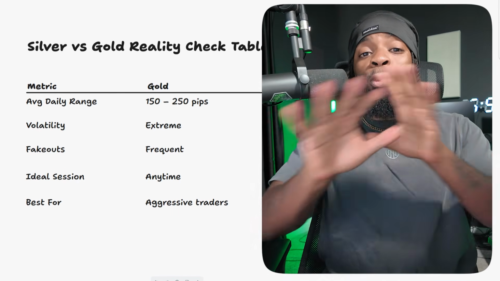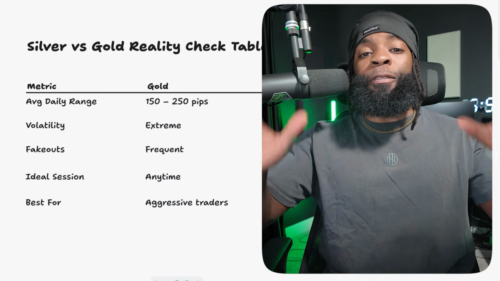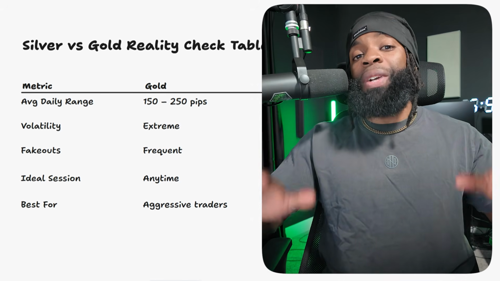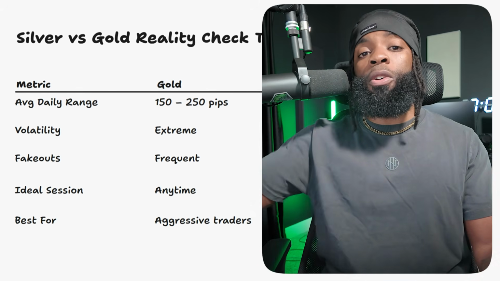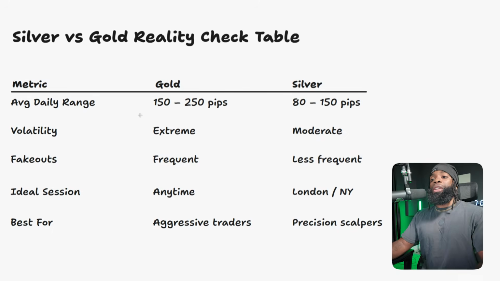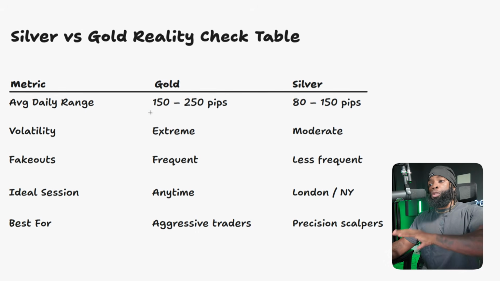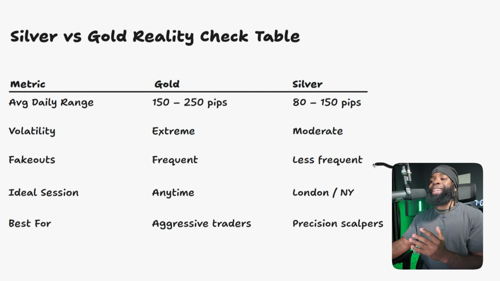So here is the real reality of silver versus gold and why I'm telling you guys, if you lock in with silver, you can be just as profitable as some of the gold traders you're seeing as of today. With gold, yes, 150 to 250 pips is possible, but with silver, you're getting anywhere from 80 to 150 pips. Volatility with gold is very extreme, but moderate when it comes to silver. And that's what we want. Fakeouts is big when it comes to gold. It happens very often, but with silver, you get less of that.